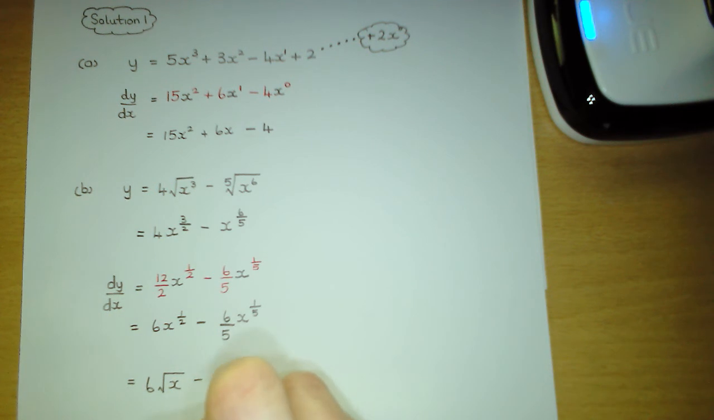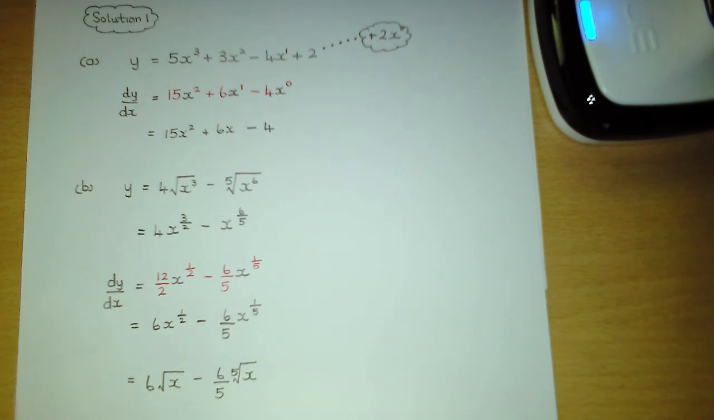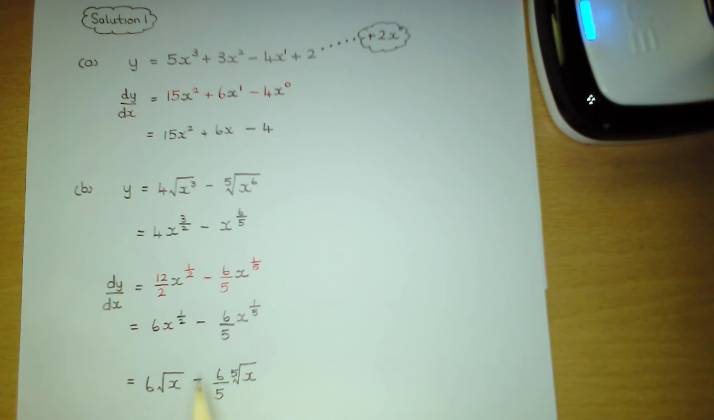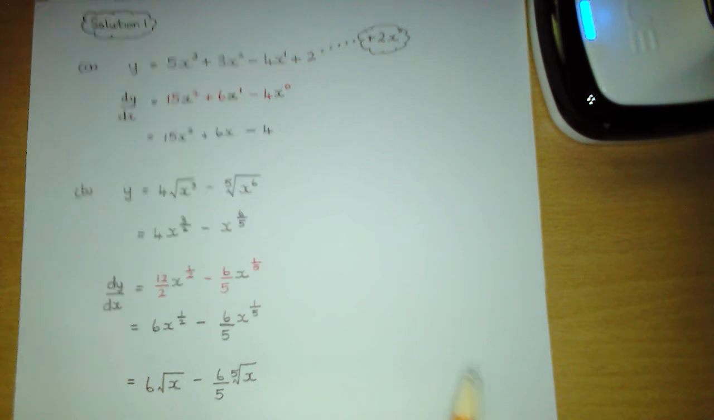Now, you might say, why are you putting it back in root form? Because later on in this module, or this particular chapter, we will then have to sub values of x in. So it's easier to sub values of x when you're working with roots than working with fractional powers. So please make sure that, once you've differentiated and you've got your fractional powers, try to put it back into root form again. Okay, so that is part B. Part C.